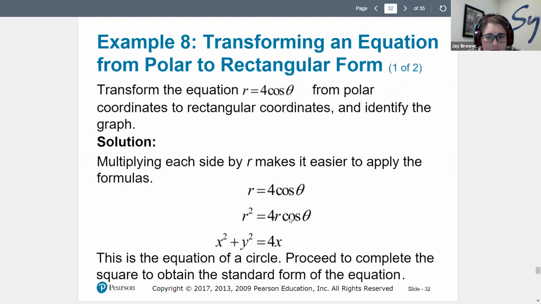So you literally just start manipulating. Why is it important to go from r to r squared? Because you're going from polar to rectangular, right? When we do the equation of a circle, r squared equals x squared plus y squared, that's in a rectangular coordinate system. So if we can get to r squared, then we can easily get to the equation of a circle.